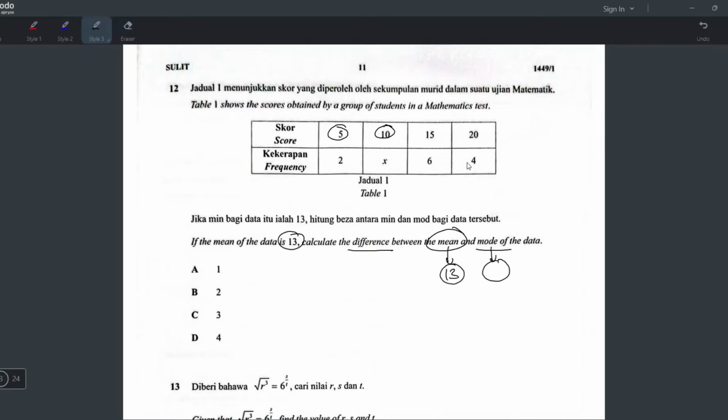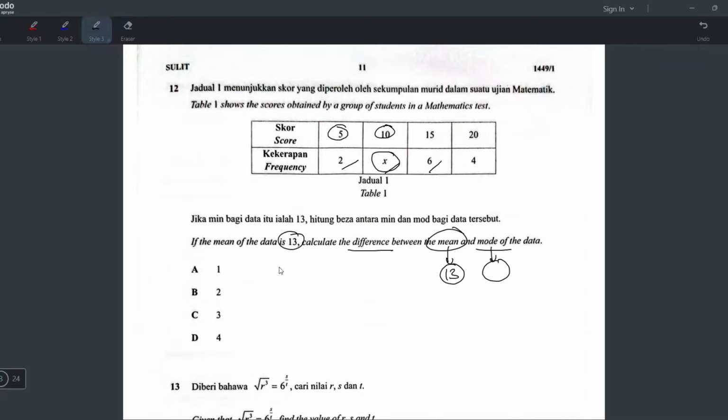But I can't find the mode now because for mode you have to choose the score with the highest frequency. Okay, but you don't know the x value berapa. You don't know the x now. So I think your job now is to find out the x. After finding the x, then only you can judge which one is the highest frequency. Then only you can find the difference, right? So my job now is to find x, and I think I know how lah.